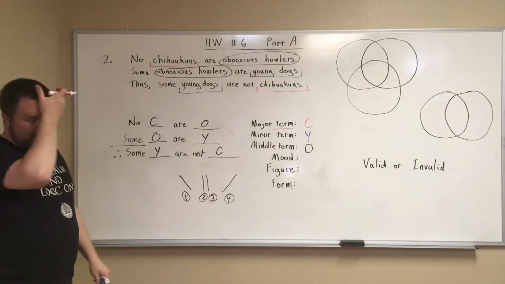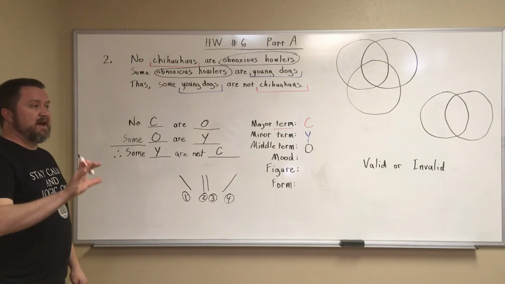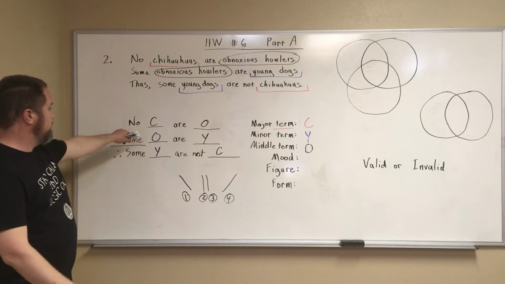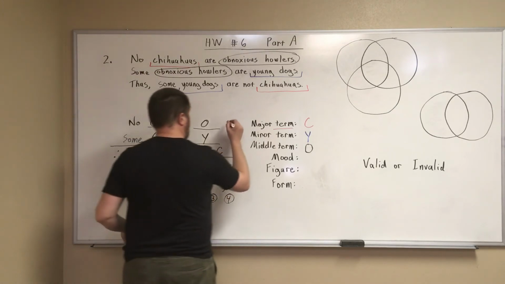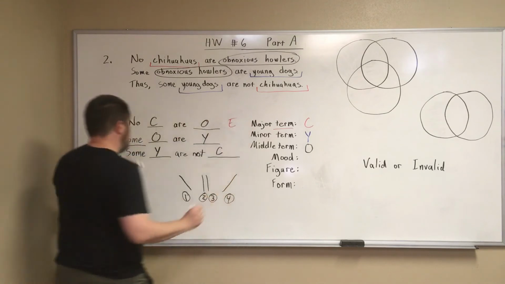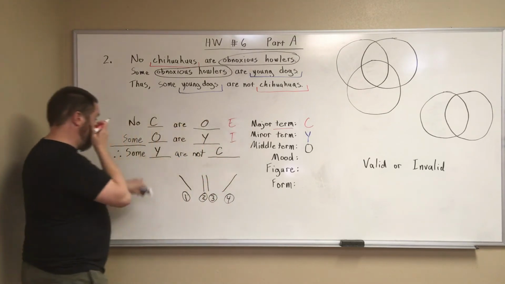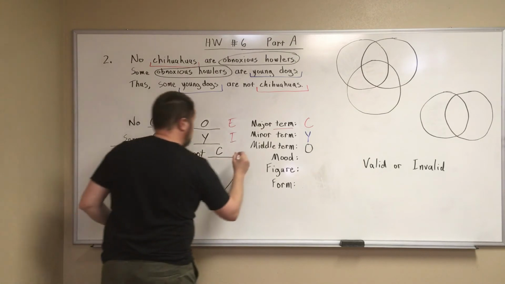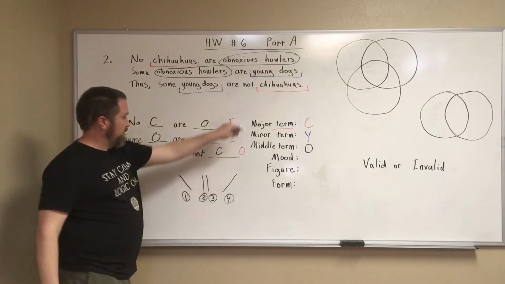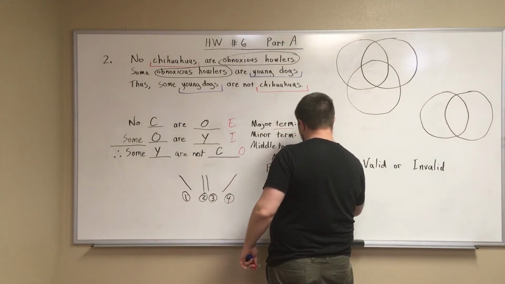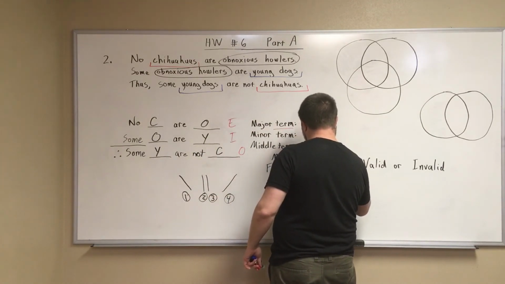So for the mood, again, we just look at identifying A, E, I, O, the type of each of the three statements. This is "no are," so that's an E statement. This is "some are," that's an I statement. And this is "some are not," which is an O statement. So again, top to bottom, we just take those three. The mood is E, I, O.